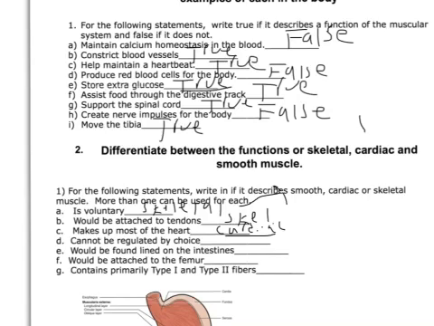We got brain, then we got lungs, then we got heart. Cannot be regulated by choice. So what am I basically saying? Involuntary. So which is involuntary?